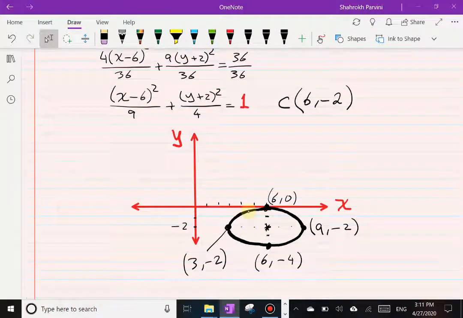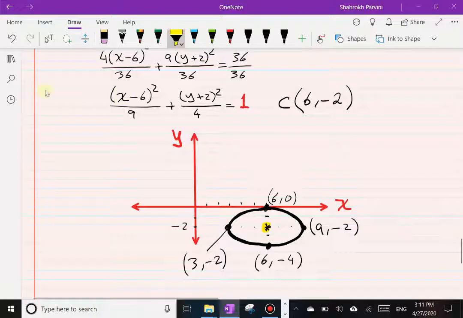So I went ahead and actually graphed it. Here's the center, 6, negative 2. And like before, I took the square root of 9, which is plus or minus 3. So from the center, I go right 3, left 3. Remember, I'm at a horizontal distance of 6 units on the x-axis. So right 3 puts me at 9. Left 3, going back 3 from 6, puts me at 3.